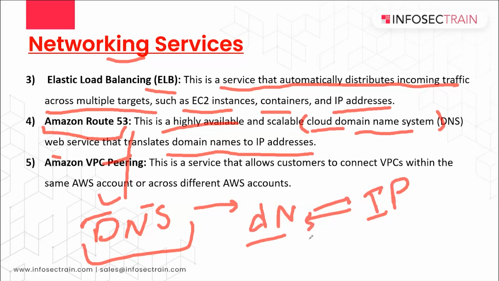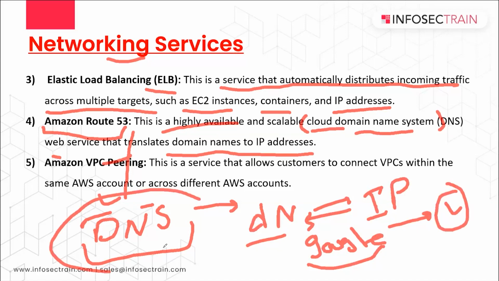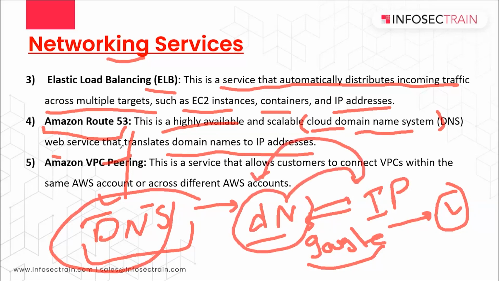Remember them. For example, when you type google.com, the computer does not understand what google.com is. So what it will do is figure out the IP address, and then it will go there. So DNS converts this particular domain name into an IP address and an IP address into the domain name. This is what it does. And the DNS in AWS is called Amazon Route 53. Okay, this is what it is.